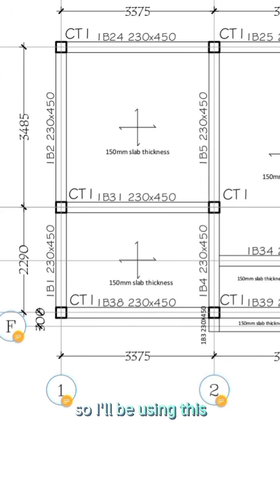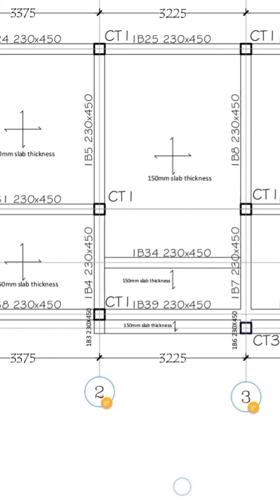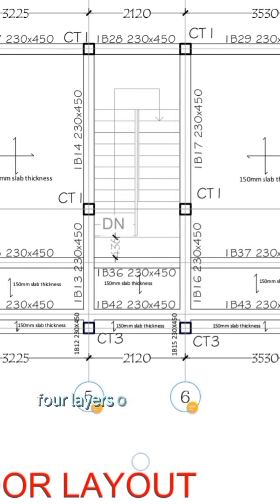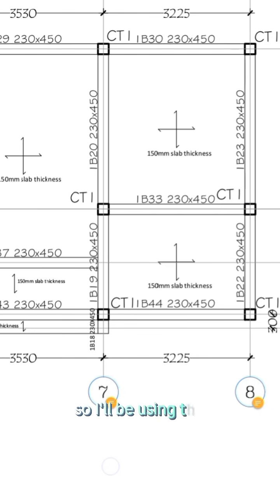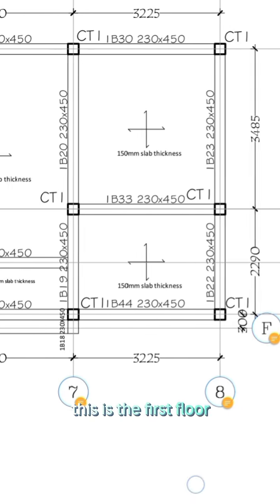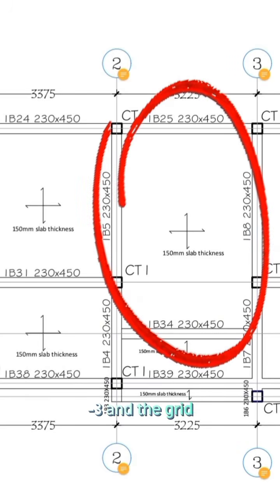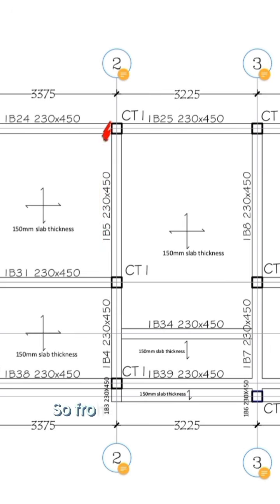So I'll be using this drawing to explain what I just said, to explain what these 4 layers of reinforcement mean. So I'll be using this layout. This is the first floor layout drawing. So I'll be using this part. Just pick a panel. I'll pick the panel between grid line 2 to 3 and grid line A to C. So from here, before you can arrange the reinforcement in a slab, you need to ask yourself, where is the longer span and where is the shorter span? That's the longer side and the shorter side.